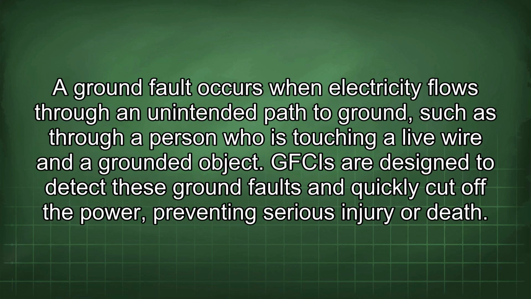A ground fault occurs when electricity flows through an unintended path to ground, such as through a person who is touching a live wire and a grounded object. GFCIs are designed to detect these ground faults and quickly cut off the power, preventing serious injury or death.